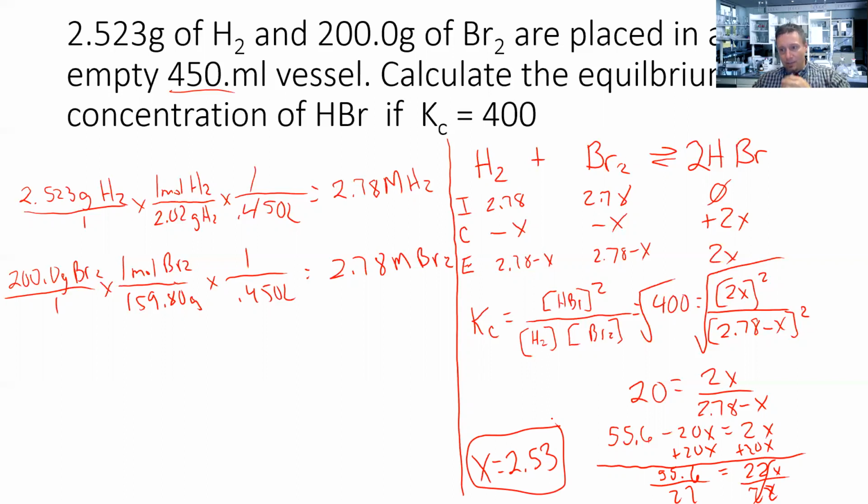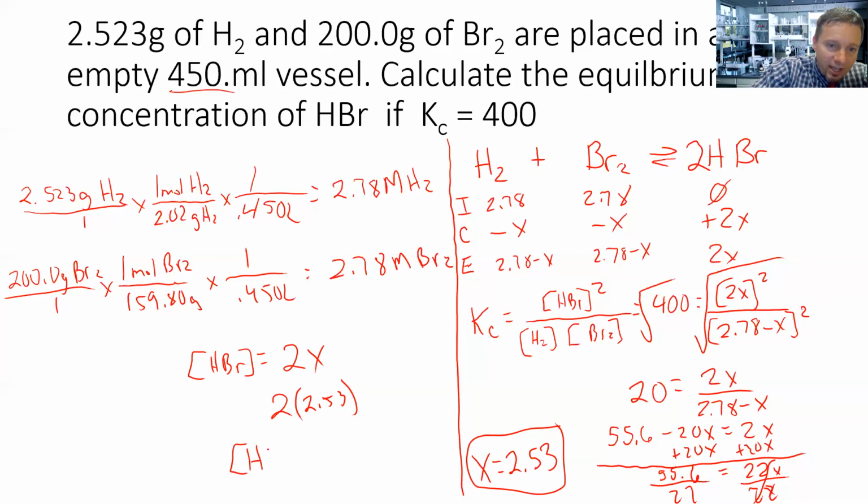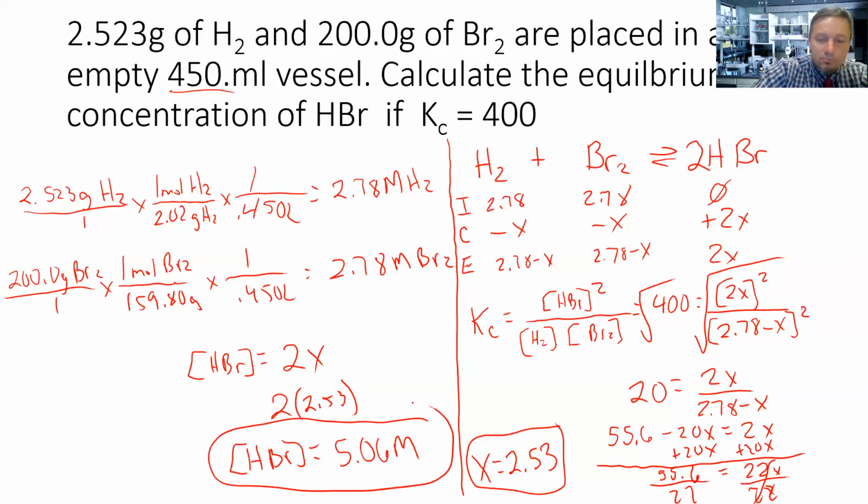So now let's make some sense of this. It's asking for the concentration of HBr. So HBr is 2 times x. The concentration of HBr equals 2x. Well, I solved for x, so this is going to be 2 times 2.53. 2.53 times 2 is 5.06. So the concentration of HBr is going to be 5.06 molar. So that's using an ICE table to calculate the concentration of a product.